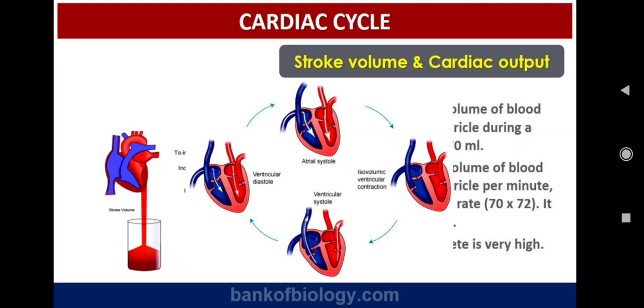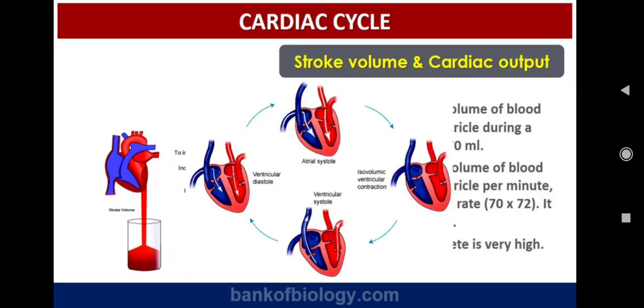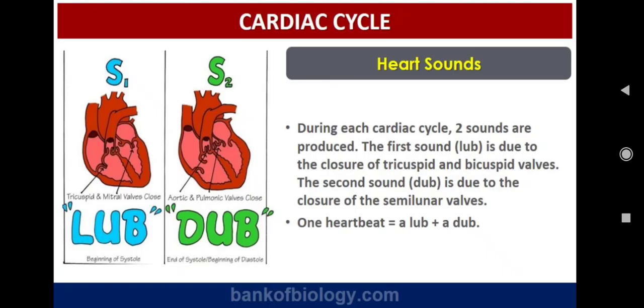Next, stroke volume and cardiac output. The volume of blood that circulates per minute is called the cardiac output. So 70 into 72 is the range. The rate is very high.